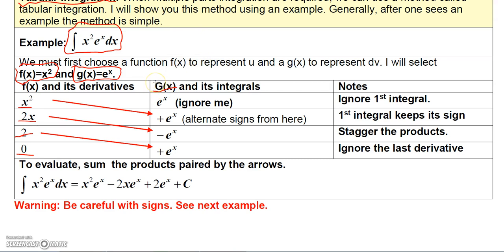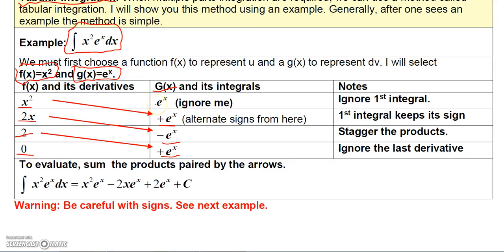Now as far as g of x, we'll copy e to the x here, but we're going to ignore this when we do our calculation. But we're going to do e to the x, and then we're going to integrate. So if we're going to integrate, we'll get e to the x, and every time we integrate, we're going to get e to the x. But now here's the thing though.